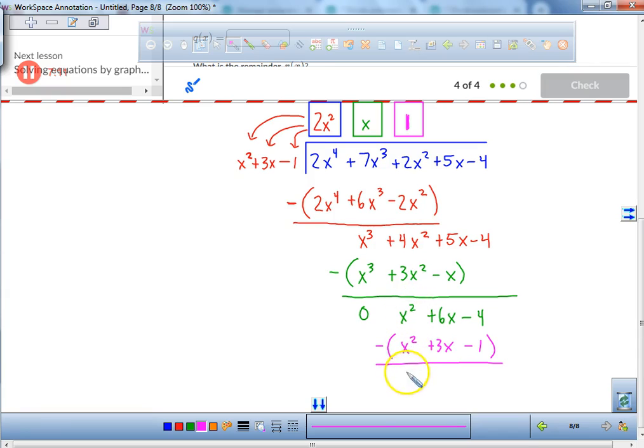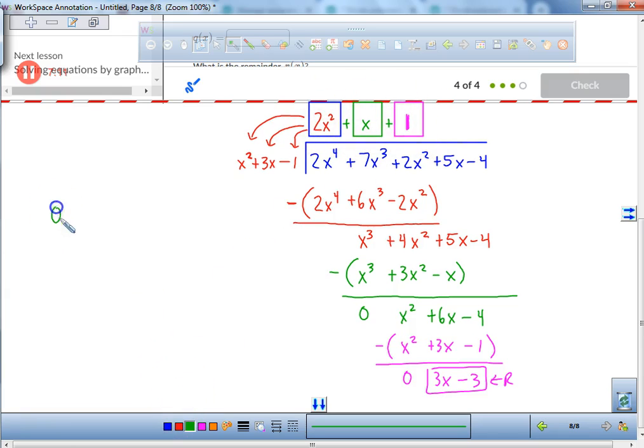X squared minus x squared, 0. 6x minus 3x is 3x. Negative 4 minus a negative 1, that turns it to a positive 1, so that makes it minus 3. Everybody, this is my remainder. That part right there is the remainder. What am I going to type in as my quotient? I'm going to type this big old sucker right here as my quotient.